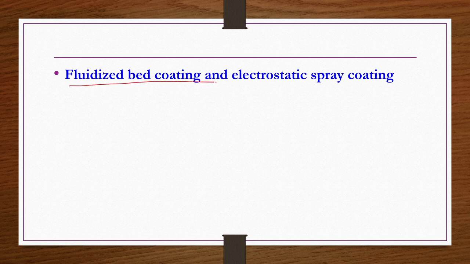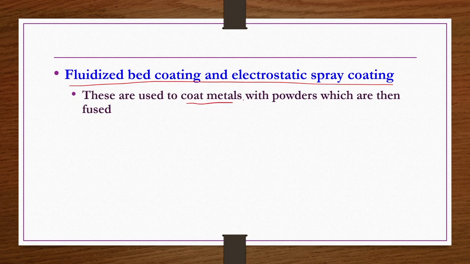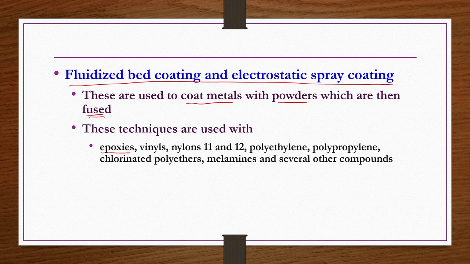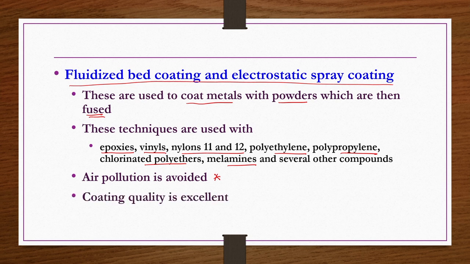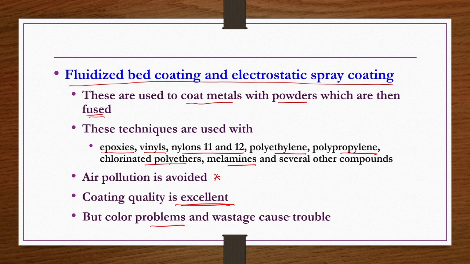Next method is fluidized bed coating and electrostatic spray coating. In these processes, the coating is very good, but there is a lot of wastage also. These are used to coat metals with powders. After coating, they are fused. These techniques are used with different types of coating materials or resins like epoxies, vinyls, nylons, polyethylenes, polypropylenes, chlorinated polyethers, melamines, and several other compounds. Air pollution is avoided because they take place inside the fluidized bed or inside the electrostatic spray coating. The coating quality is excellent, but color problems and wastage cause troubles. The wastage is very high in this kind of application.